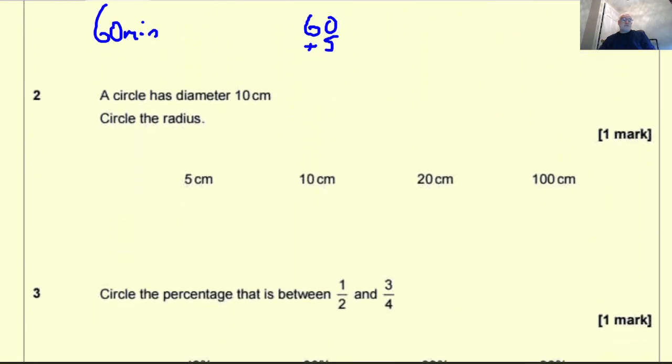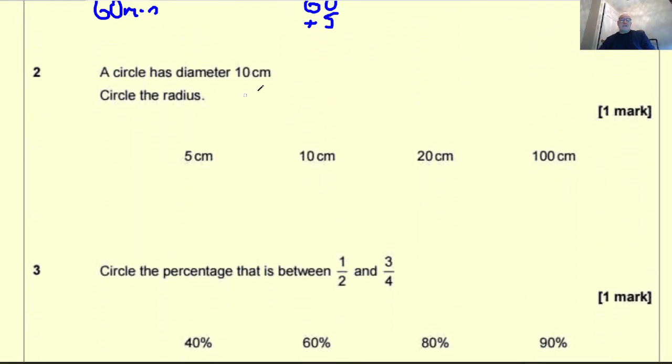So, question 2. A circle has a diameter of 10 centimeters, so if we can just draw a quick circle here, my diameter goes straight through the center of the circle and goes all the way across. My radius only goes to the center of the circle from the circumference, so it's only halfway. So I'm going to just divide that by 2. 10 divided by 2 is going to give me my 5 centimeters.